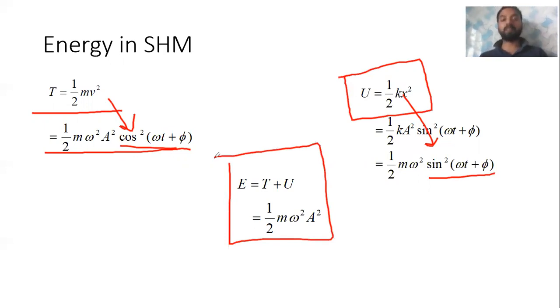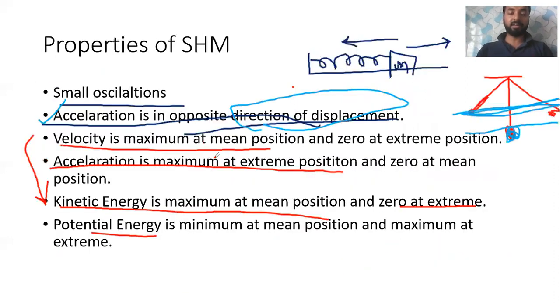Done. Now after this, only a few things are remaining in this chapter, that is resonance and damping. Resonance and damping are only remaining and everything else is done. Now let's revise what we have done till here.